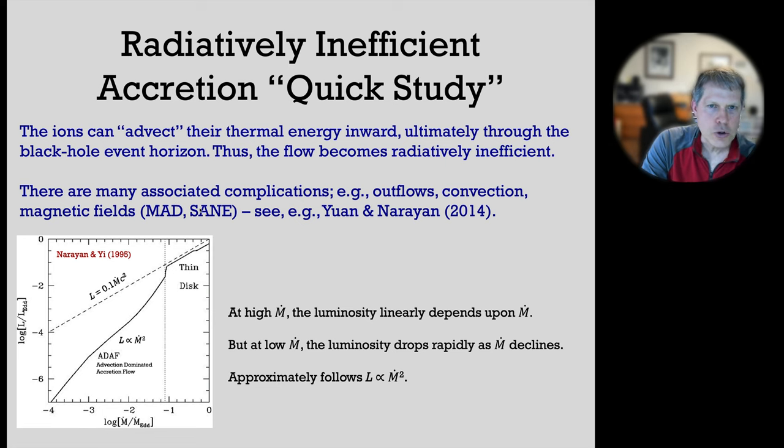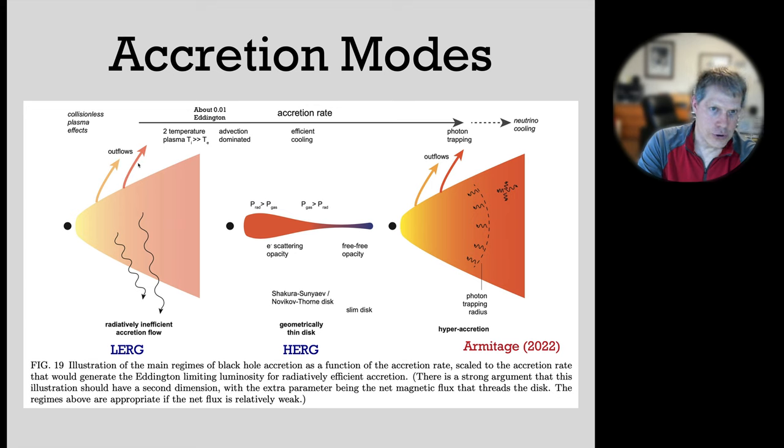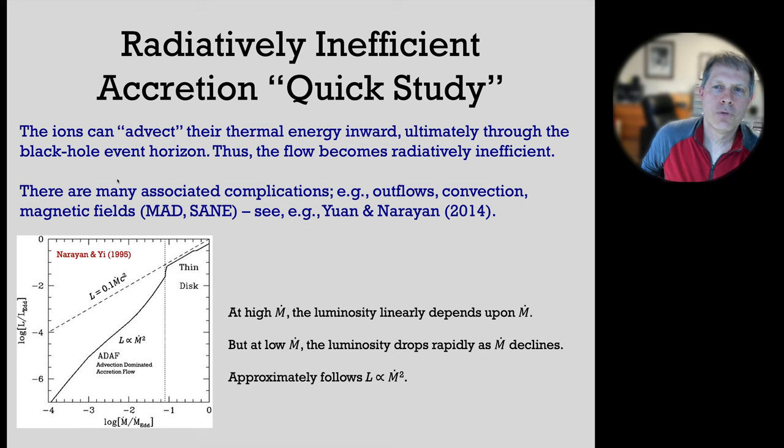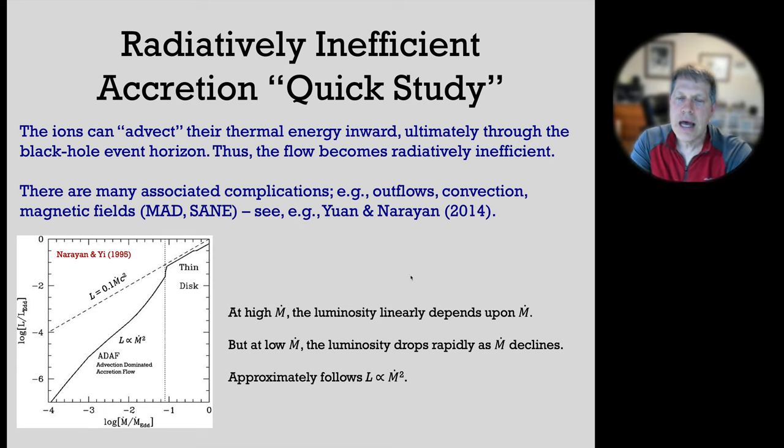Now, there are many associated complications, to be sure. Outflows can occur, as you can see here, and are expected to occur for these radiatively inefficient accretion flows when you consider the detailed fluid mechanics of the system. Furthermore, convection can set in and can affect the physical motions in the flow. Magnetic fields likely have a large role to play in setting the flow, and people talk about magnetically arrested disks and standard and normal evolution of accretion. And you can see, for example, this review article for some discussion of these things.